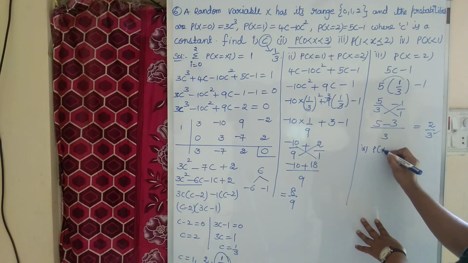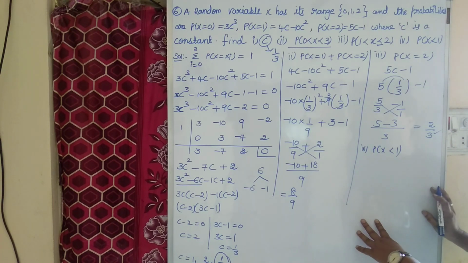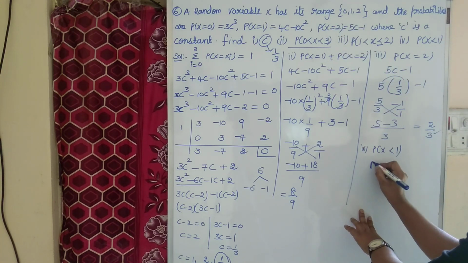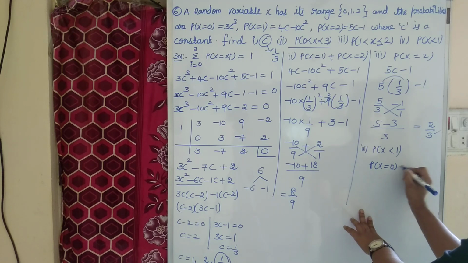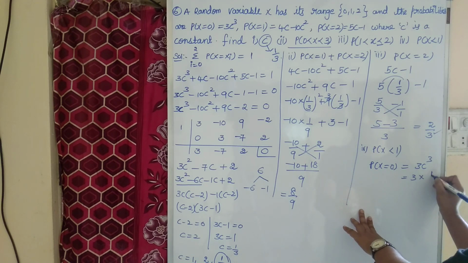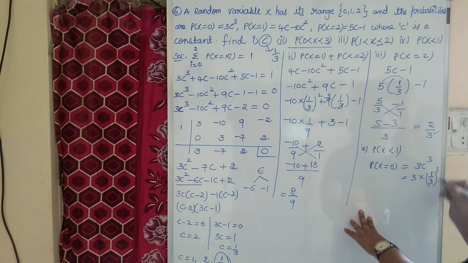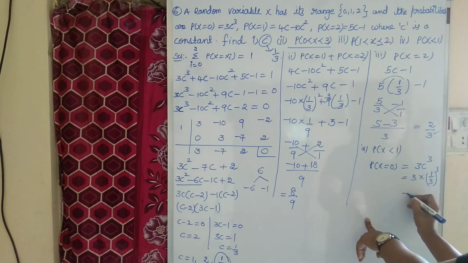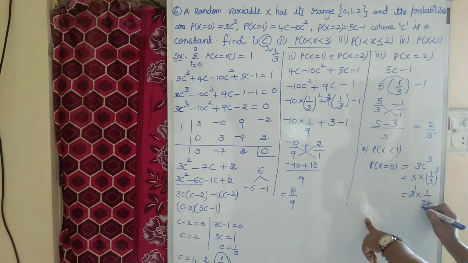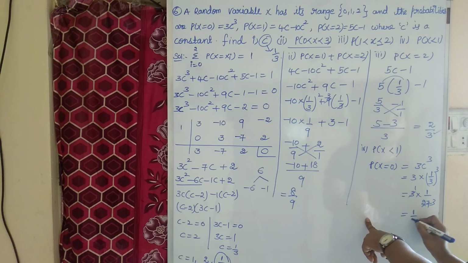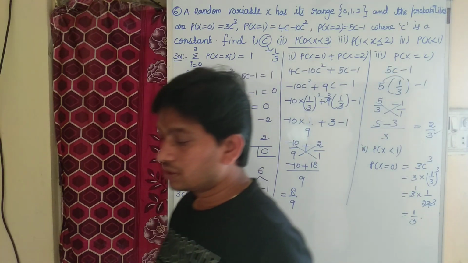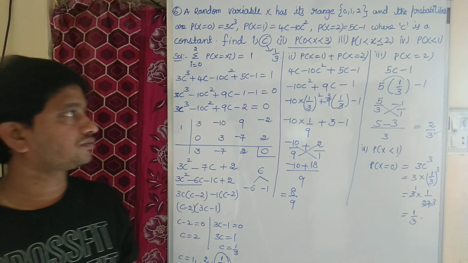P of x less than 1. x less than 1 means P of x equal to 0. P of x equal to 0 means 3c cube. 3 into the c value, 1 by 3 whole cube. Right? I mean 3 into 1 cube is 1, 3 cube is 27. 3 times 1 is 3, 3 times 3 is 9. 1 by 9. So x less than 1 means only x equal to 0, that is equal to 1 by 9.